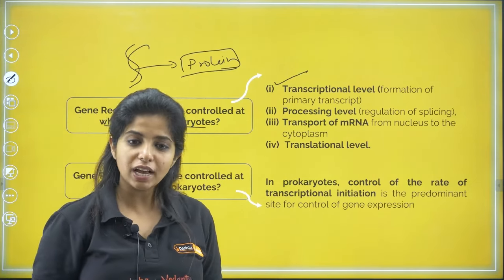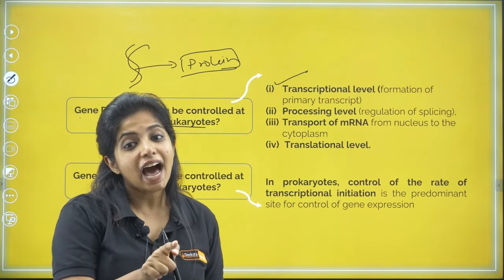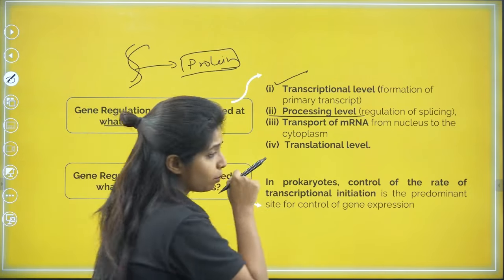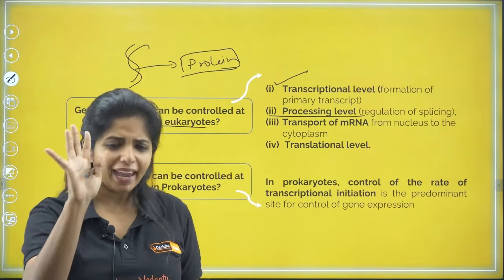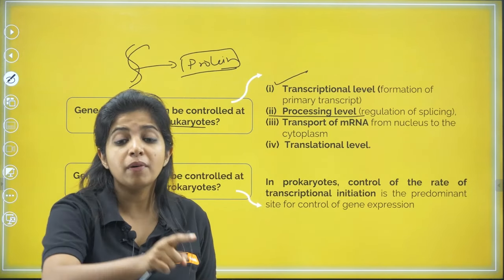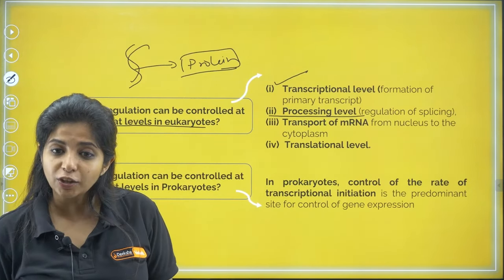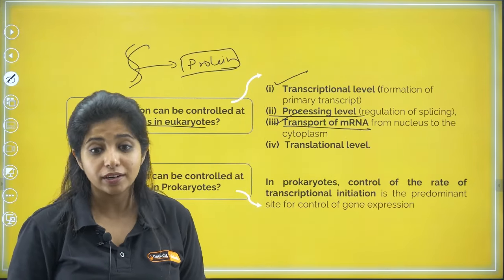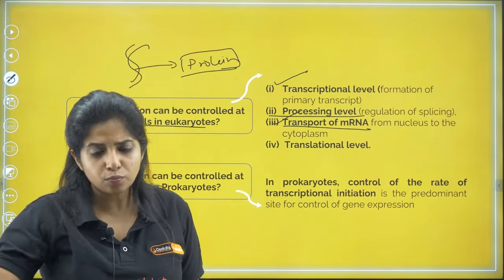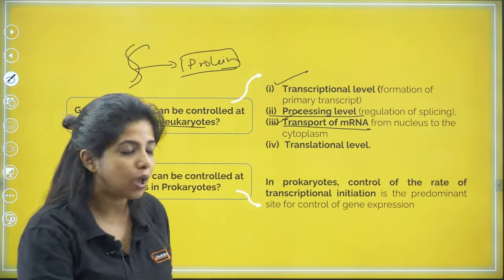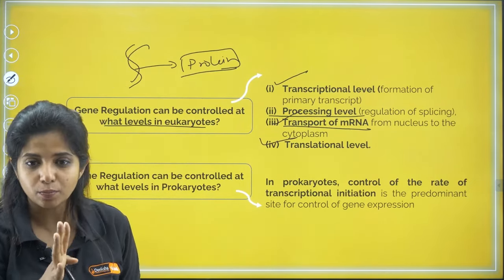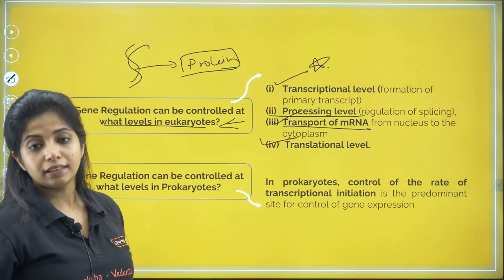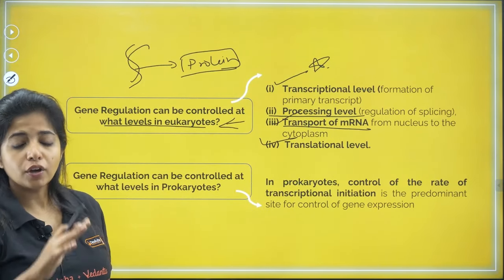Second thing, suppose hnRNA is being formed, then I'll make sure the processing is not happening to form mRNA. So at processing level I can stop. Third thing, okay, mRNA is also being formed. I can stop mRNA from going outside to the cytoplasm. So transport of mRNA can be stopped. Now fourth thing, translational level. That means this mRNA, if it has moved outside also, I would not allow translation to happen. So in these 4 levels, my dear, again a very important question, I can control the gene regulation in the case of eukaryotes.